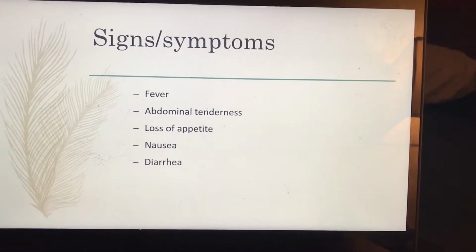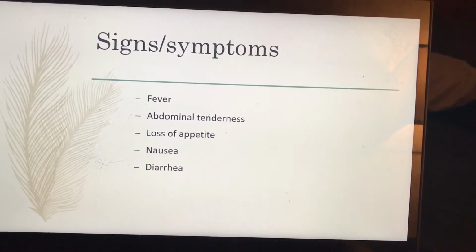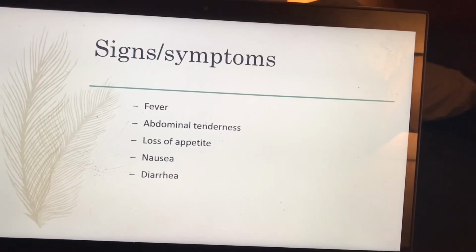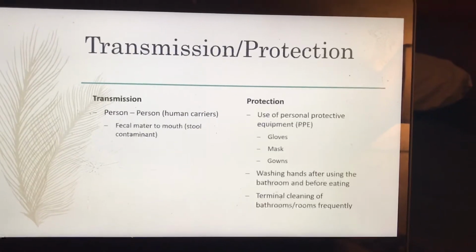Some signs and symptoms that may occur are fever, abdominal tenderness, loss of appetite, and nausea. The common denominator for all C. diff patients is that they will get diarrhea.